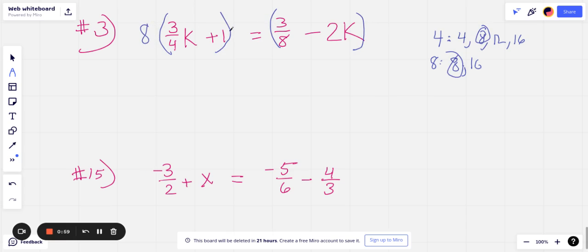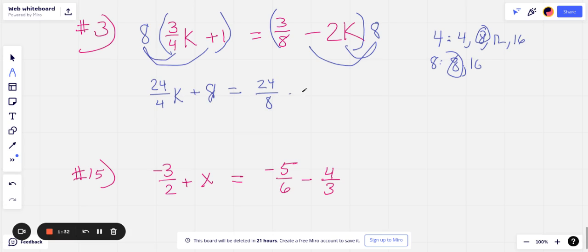And when I do that, it means I have to distribute that 8, because there's two terms. I have to distribute this to both terms. So 8 times 3 is 24, and that stays over 4k, plus 8 times 1 is 8, equals 8 times 3 is 24, and that stays over 8, minus 8 times 2 is 16k.